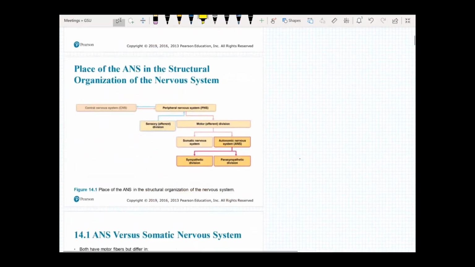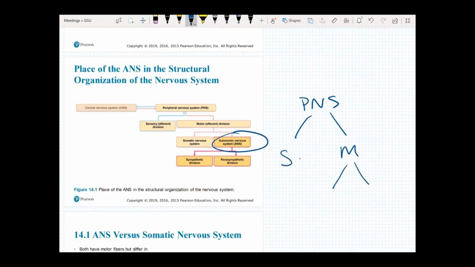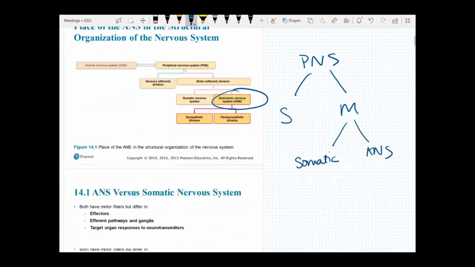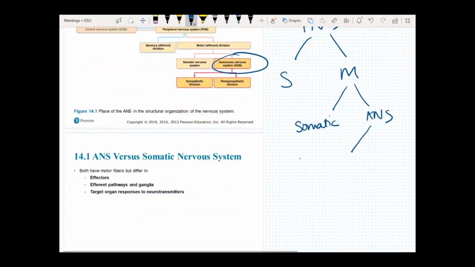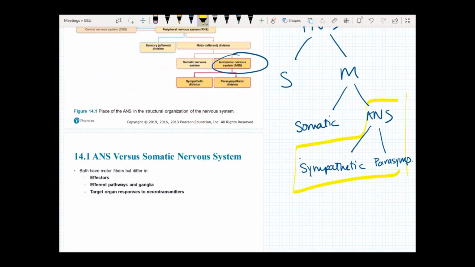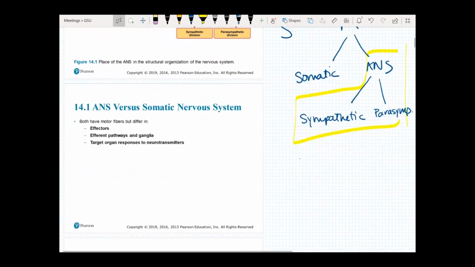So here's the branch that we are in right now, the autonomic nervous system. We're in the PNS, and then the PNS will have the sensory and the motor branch. The motor will have the skeletal muscle, the somatic, and the autonomic nervous system where we're in, and we're going to spend most of our time talking about the two branches within the autonomic nervous system, the sympathetic and the parasympathetic. Those are the two branches that most of the chapter will focus on. So before we dive into those two branches, some general ANS information.